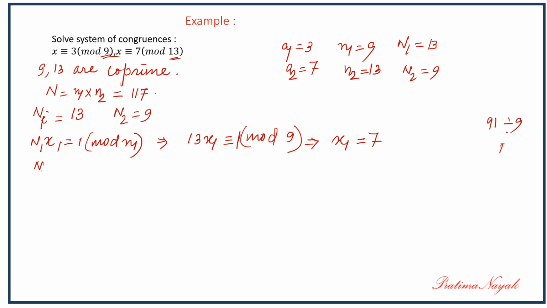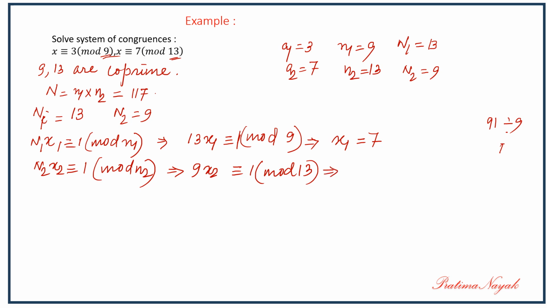Next is n2, x2 is congruent to 1 modulo n2. That means 9x2 is congruent to 1 modulo 13. So 9 times 2 is 18, 9 times 3 is 27. Yes, 27 gives us, when divided by 13, remainder 1. So it will be 3. 9 times 3 is 27. So x2 is equal to 3.